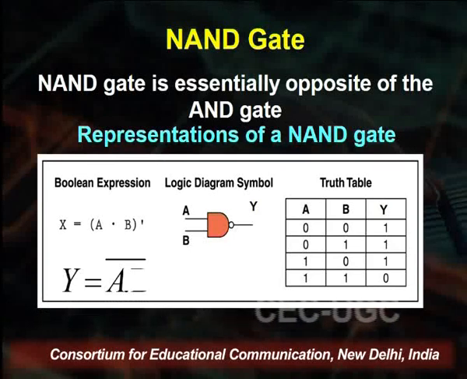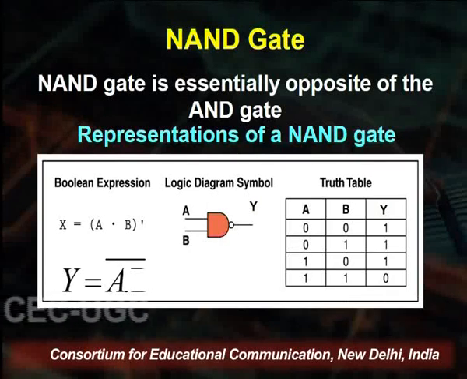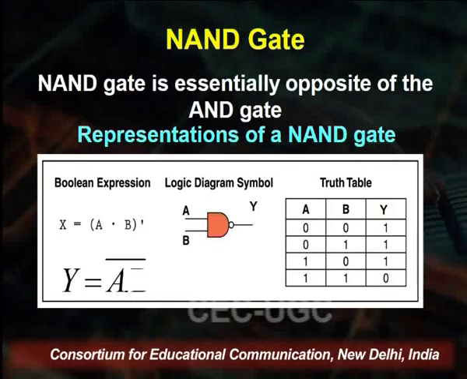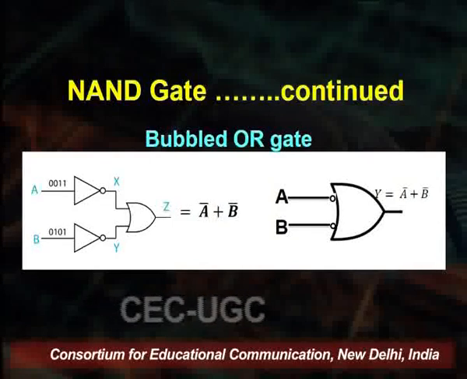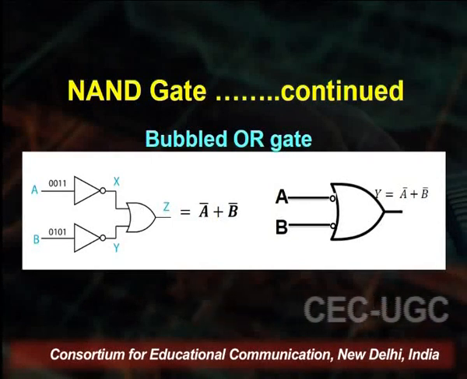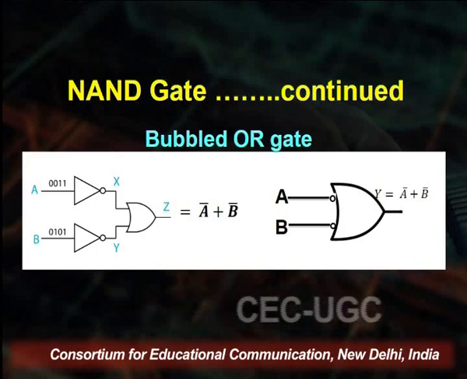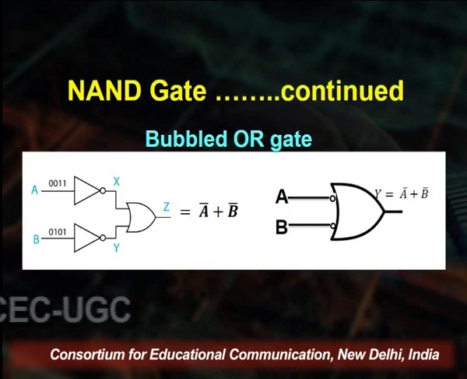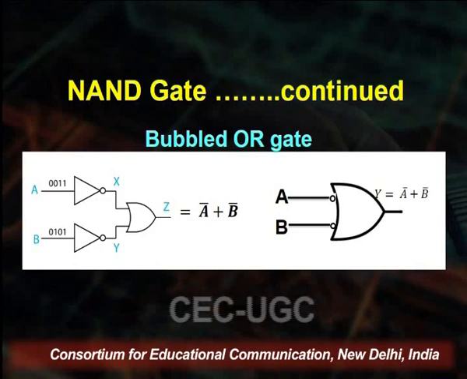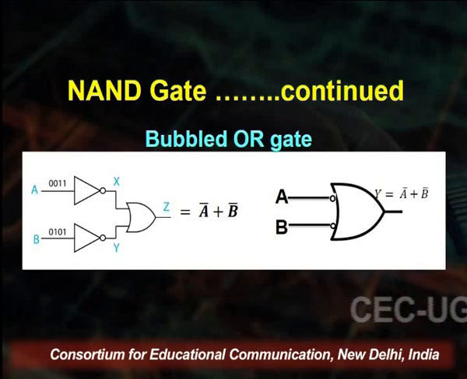So, we can see that the output of the NAND gate is the complement of the AND gate. Again, the Boolean expression would be Y is equal to (A dot B) whole complement. We move further, and this time we put a bubbled OR gate. As we discussed earlier, the bubbled OR gate is an OR gate having 2 NOT gates in its inputs. So, effectively the input of the OR gate is A complement and B complement.